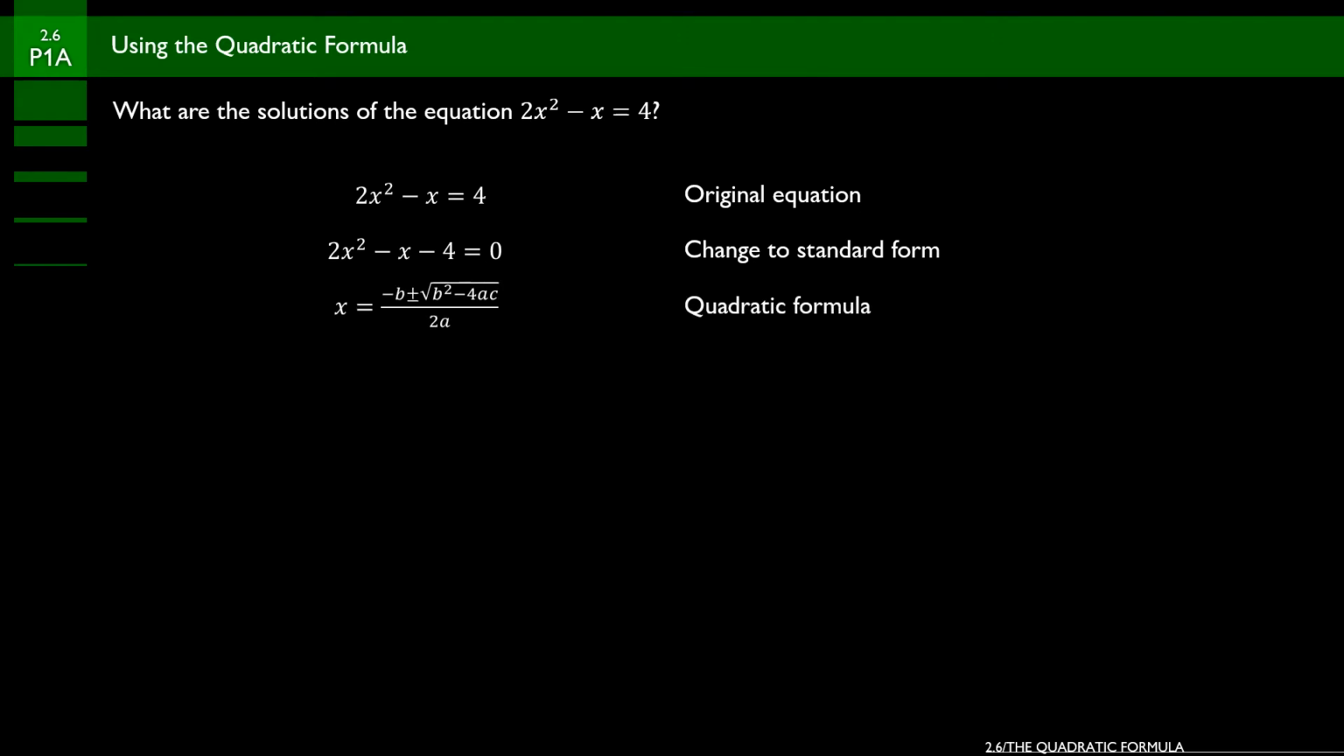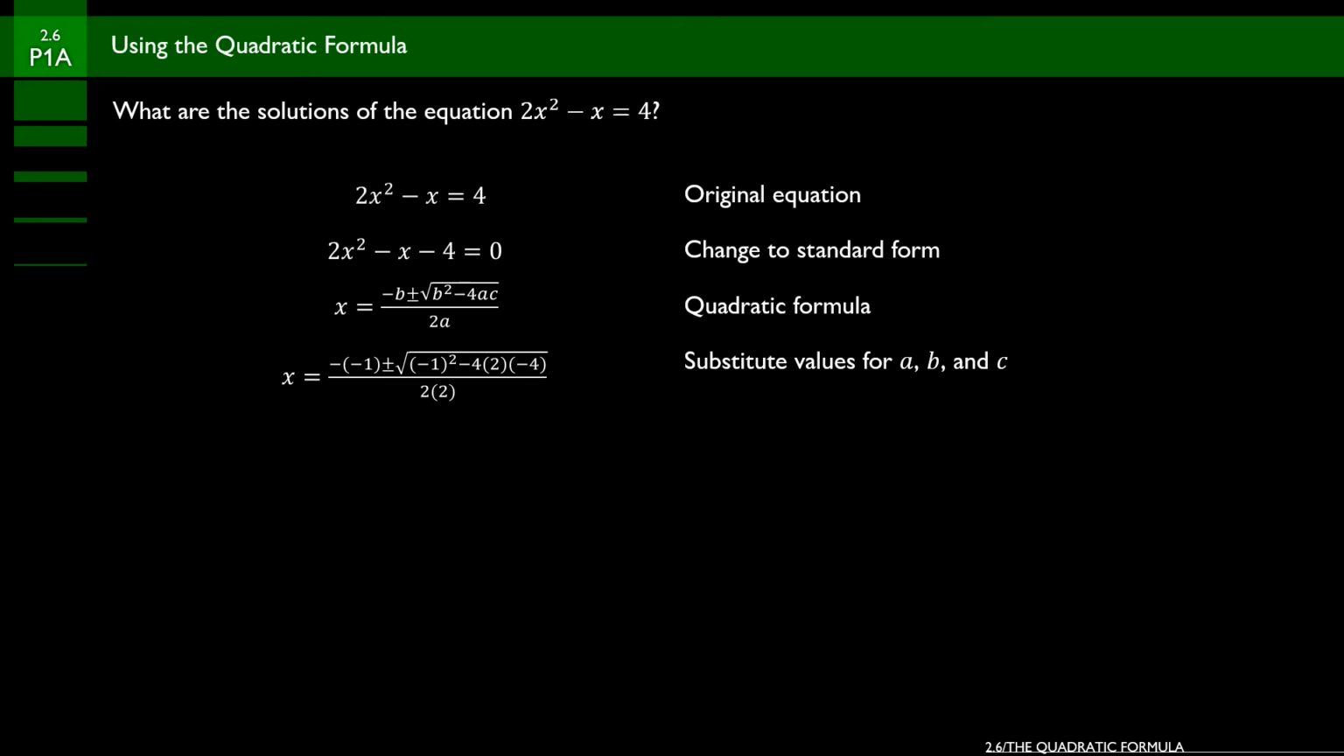plugging in those numbers. Remember that anytime that you substitute a number into an equation, it's a good idea to put that number in parentheses. That way you don't forget to do any operations and you don't end up messing up like a negative where it should have been a positive or a positive where it should have been a negative. So when we substitute our a, b, and c values into the quadratic formula, we end up with negative 1, or negative times negative 1, plus or minus the square root of negative 1 squared minus 4 times 2 times negative 4 over 2 times 2.